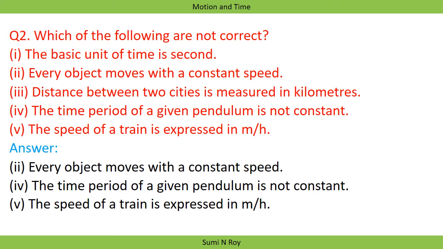Next, distance between two cities is measured in kilometer. Again, this statement is correct. Distance between two cities is large, so it is measured in kilometers. Next, the time period of a given pendulum is not constant. So again, it is wrong. This statement is not correct because time period of a given pendulum is always constant. Next, the speed of a train is expressed in meter per hour. No, the speed of a train is expressed in kilometer per hour. So here we can see that statements number 2, 4 and 5 are not correct.